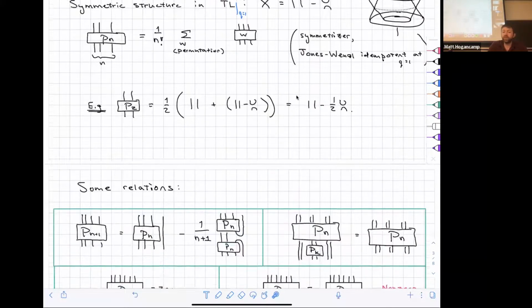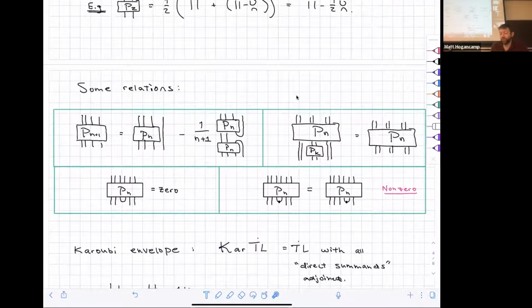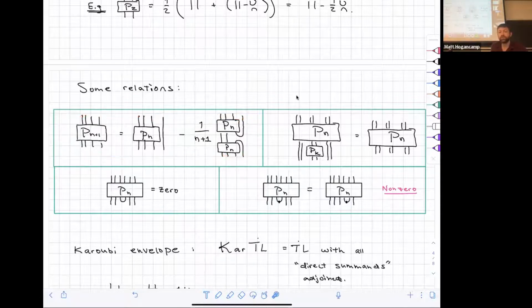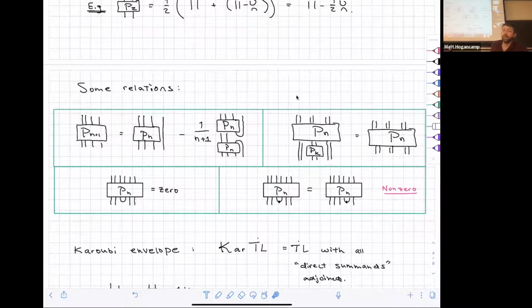Some relations that we have are these. You can define symmetrizers as we defined them, or you can also define them by this recursion, which is sometimes useful. Sometimes I call this projector absorbing, so a big symmetrizer absorbs a small symmetrizer. Symmetrizers kill turnbacks.